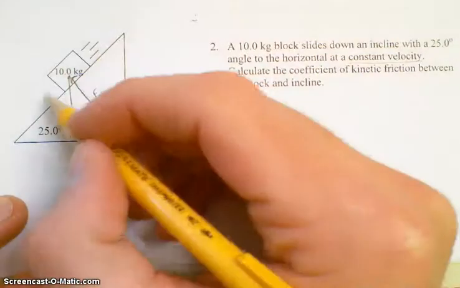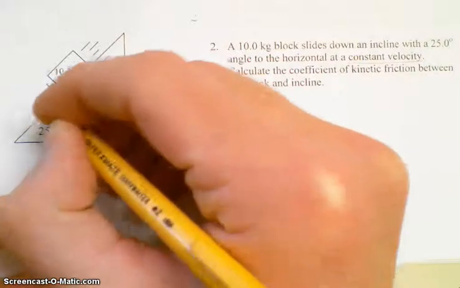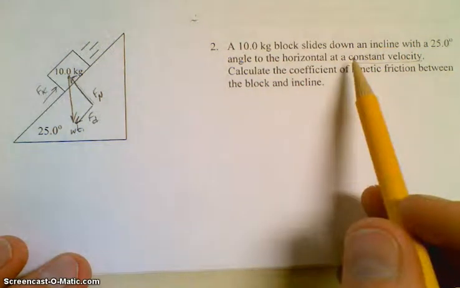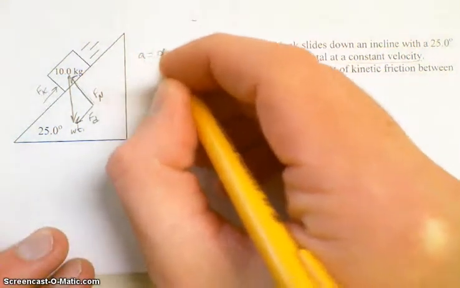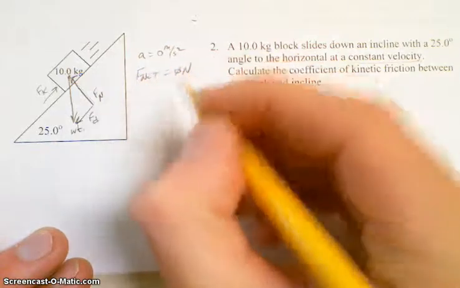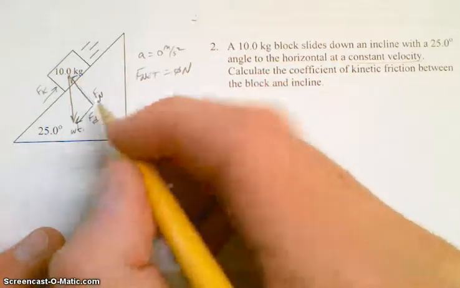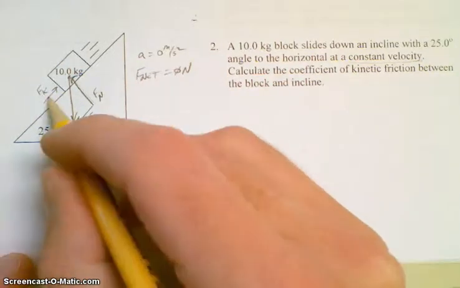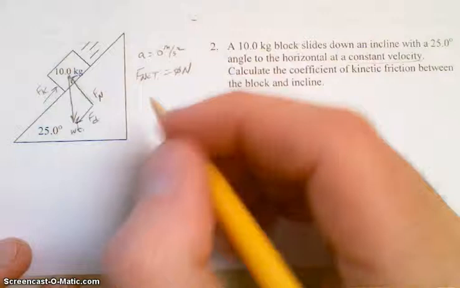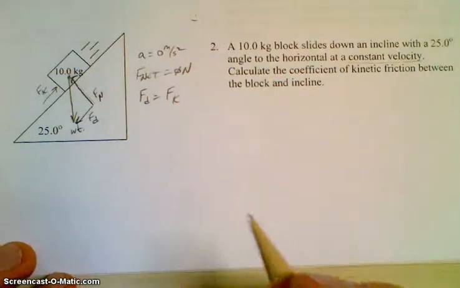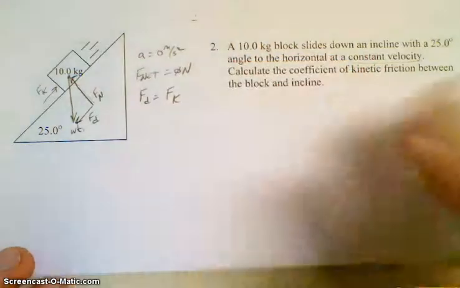Because it's sliding down, I have friction that's acting upward on it. It's kinetic friction because it is moving. And I also know a couple things. Because it's a constant velocity, that means the acceleration is 0 meters per second squared. That means that the net force is 0 newtons. And if the net force is 0, that means the forces in the direction of motion are equal to the forces opposing motion. And in this case, FD is in the direction of motion and FK is opposing. So therefore FD is equal to FK.